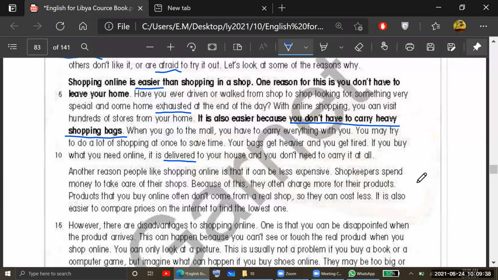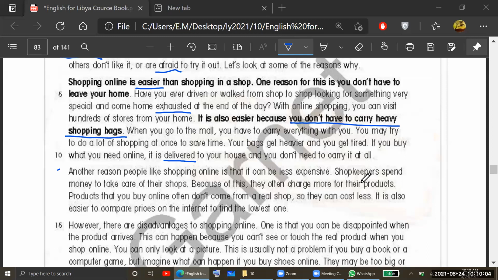Okay, now we will read here. Another reason, line 11. Another reason. Yes, Mu'taz, it's an adjective, just like tired, but it means very much tired. If you remember, this is a strong adjective. We have some strong adjectives.